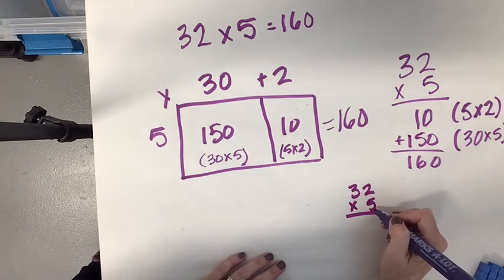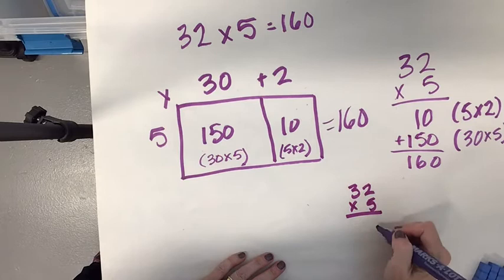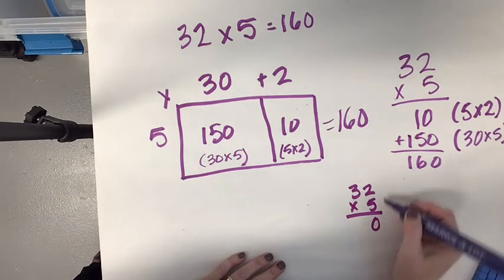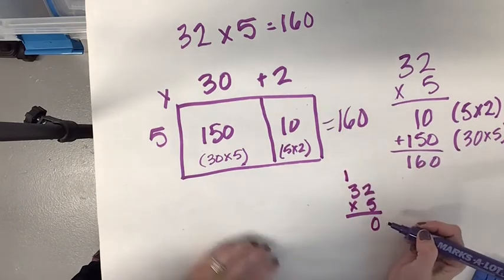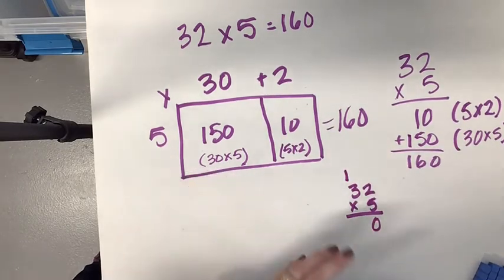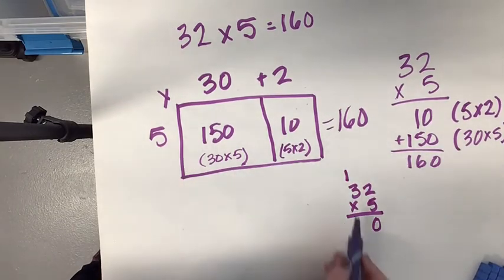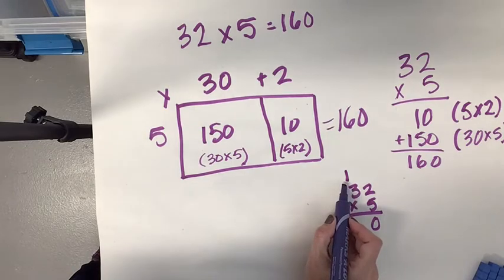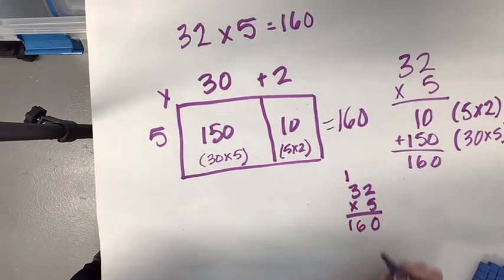I multiply by the ones place. 5 times 2 is 10. I can't put a 10 here. The 10 has to shift over. That's where we shifted those 10s and made it into another set. And 5 times 3 tens is 15 tens, plus one more 10 is 16 tens.